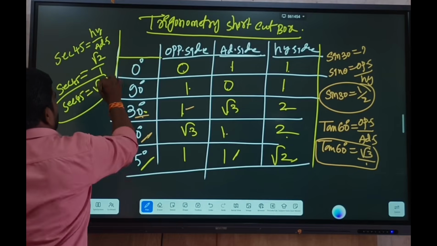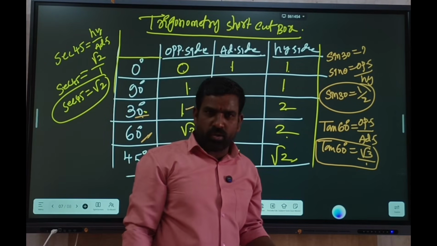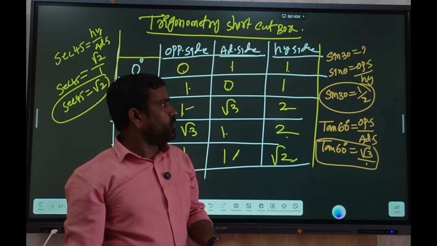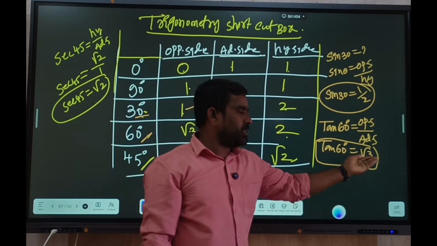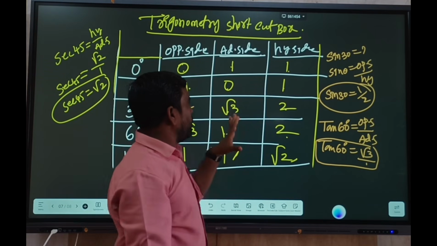Root 2 by 1, nothing but root 2. Secant 45 is root 2. Also cosecant 45 is also root 2. Sin 30 is 1 by 2. Tan 60 is root 3. Okay, this is very important.